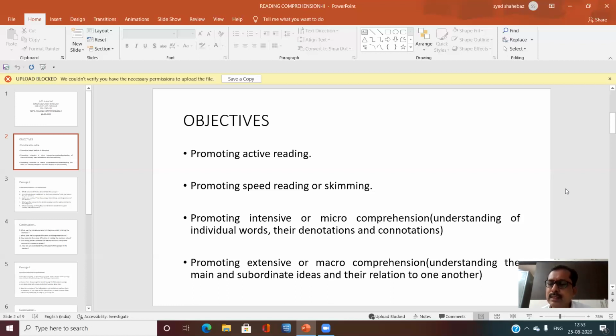So when a reader is reading a book for pleasure and enjoyment, just to pass his time, intensive reading is not necessary. We may skim over the text and even skip some paragraphs or pages.